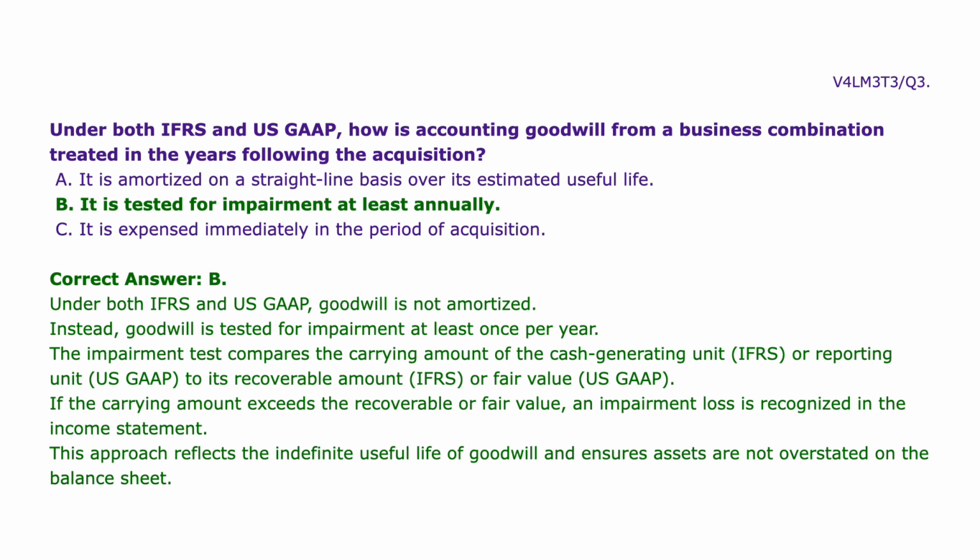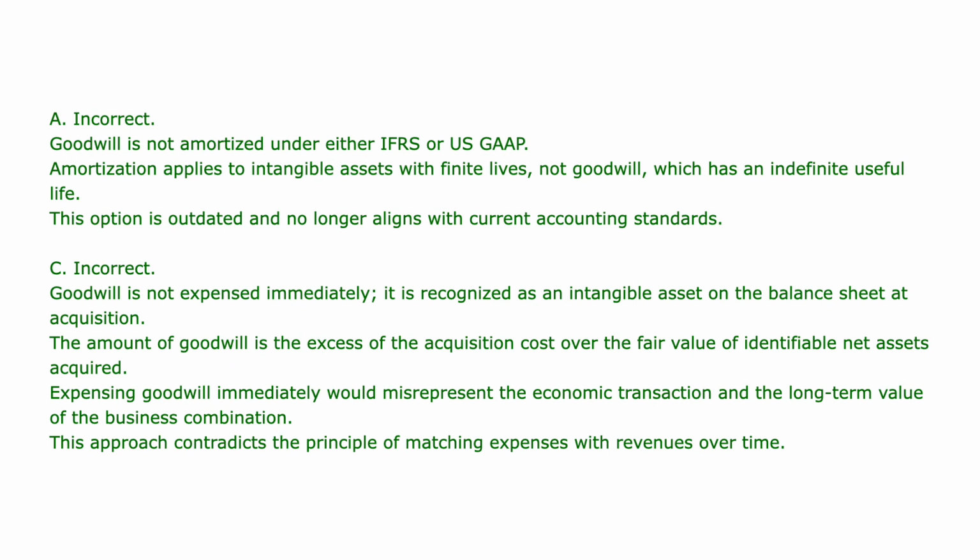Goodwill is not amortized. Instead, it must be tested for impairment annually under both IFRS and U.S. GAAP. This reflects its indefinite useful life. A. Amortization is wrong because amortization applies only to finite-lived intangibles, not goodwill. C. Expensed immediately is wrong because goodwill is recognized as an intangible asset at acquisition, not written off right away.